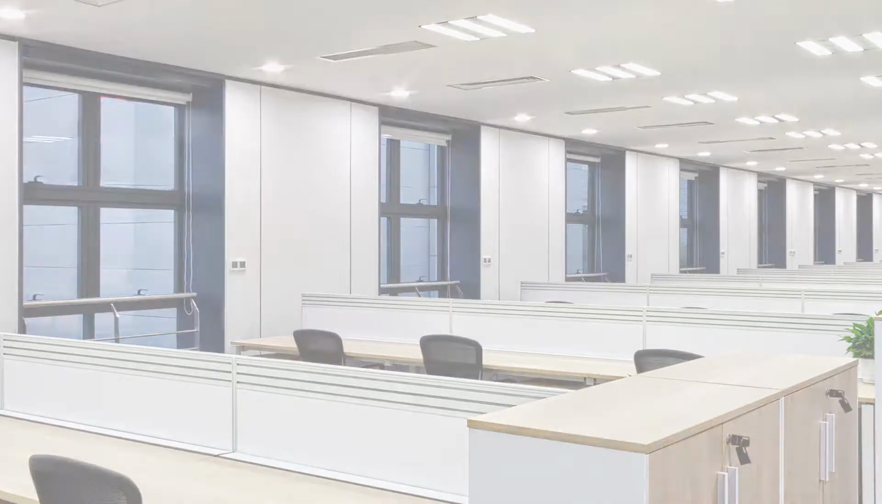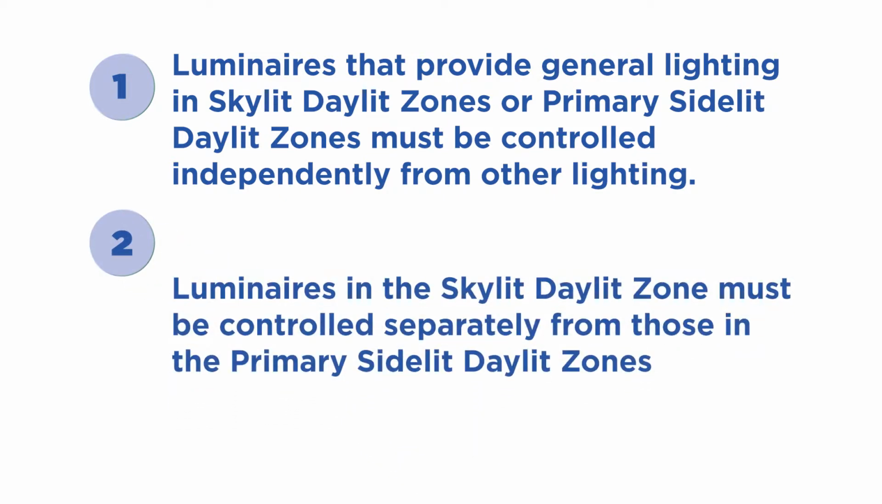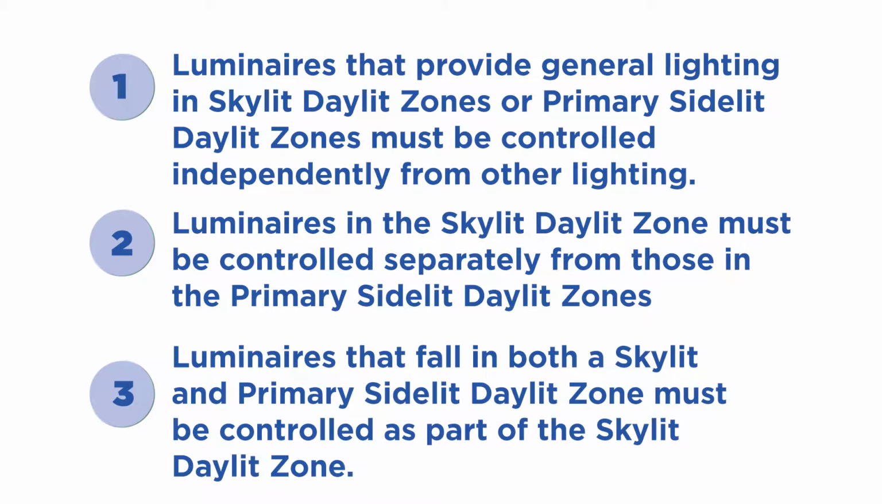Under the 2016 standards, luminaires that provide general lighting in skylit daylit zones or primary sidelit daylit zones must be controlled independently from other lighting. Luminaires in the skylit daylit zone must be controlled separately from those in the primary sidelit daylit zones, and luminaires that fall in both a skylit and primary sidelit daylit zone must be controlled as part of the skylit daylit zone.